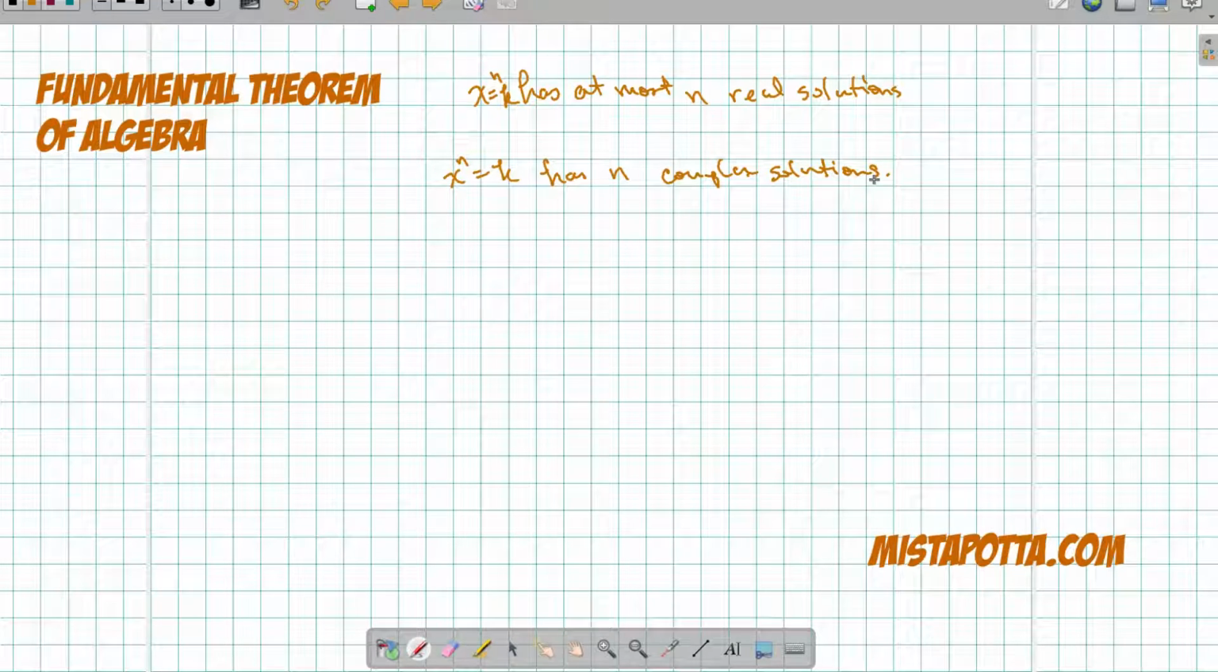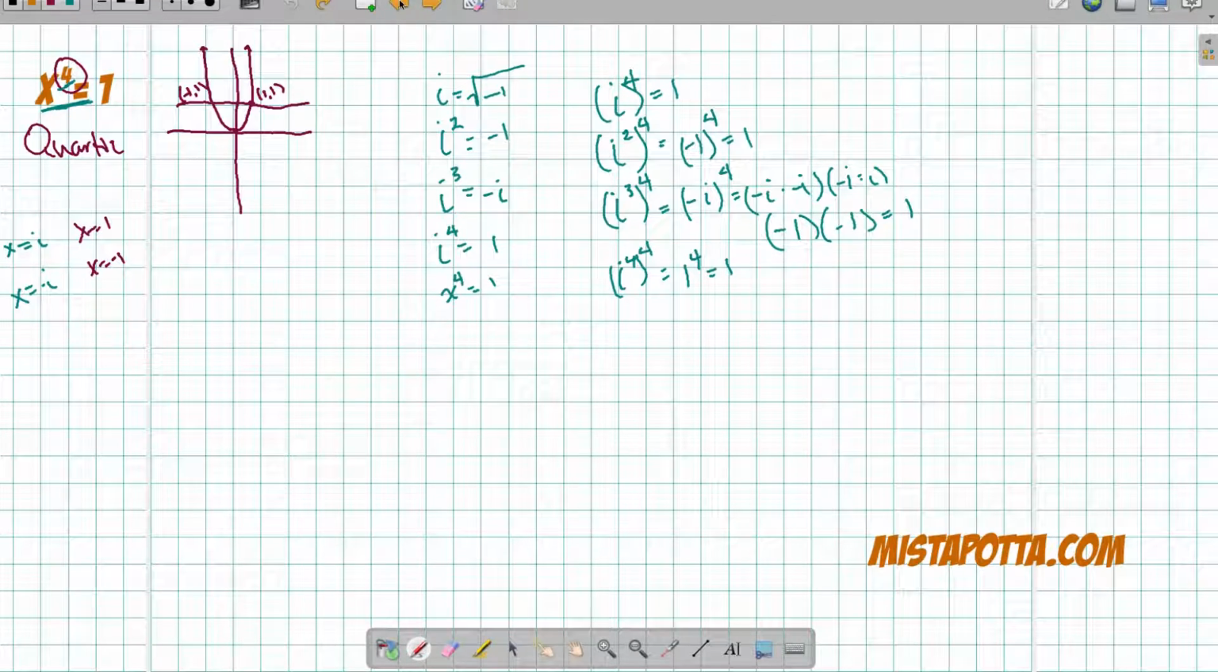In reality, even though I can't necessarily think of enough real solutions to satisfy this, for example, in the x squared case, of course, there's positive 1 and negative 1. But in the x to the fourth case, 1 and negative 1 were the only real solutions, but we do have two additional complex solutions, and these complex solutions happen to be complex conjugates of each other.